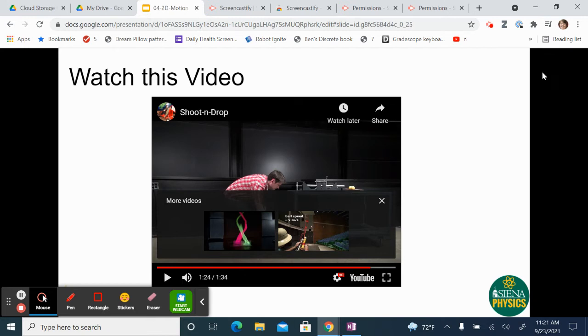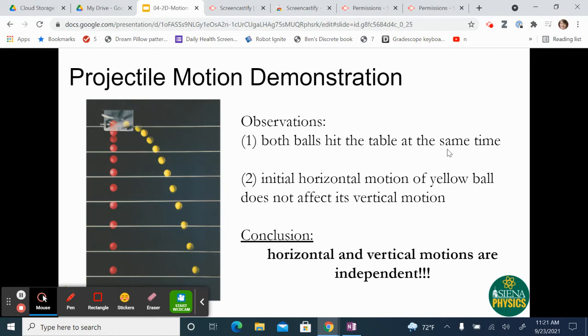Okay, so we watched the video, and we want to think about the questions that we mentioned before the video. What we saw was that both balls hit the ground in the video at the same time, and that the initial horizontal velocity of the ball that had a horizontal velocity did not affect its vertical motion. So the thing we can conclude from watching that video is that the horizontal and vertical motions are independent. Meaning that if I'm moving in X, then what's going on in Y does not affect what's going on in X, and vice versa.